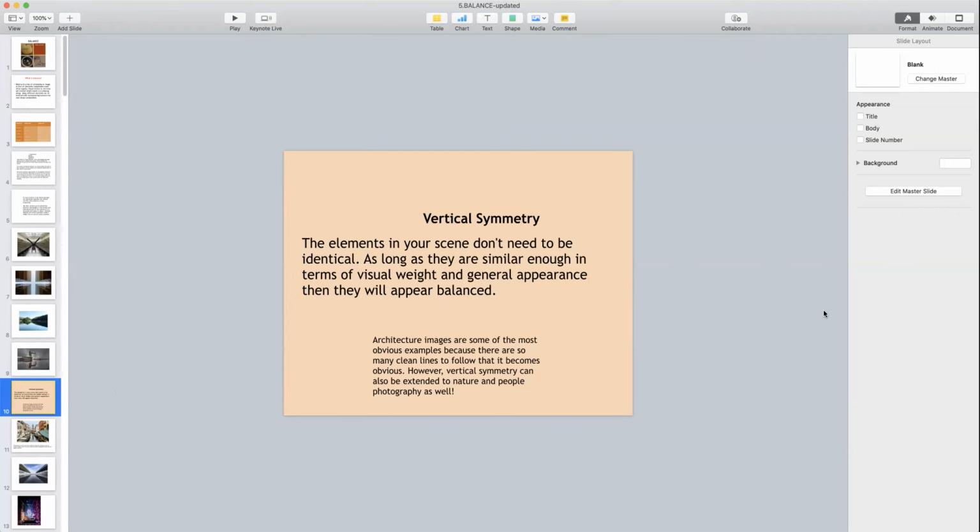दिखाते हैं हम अभी आपको फोटो. Architecture images are some of the most obvious examples because there are so many clean lines to follow that it becomes obvious. However, vertical symmetry can also be extended to nature and people photography as well.